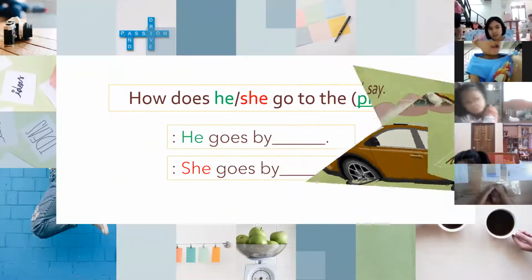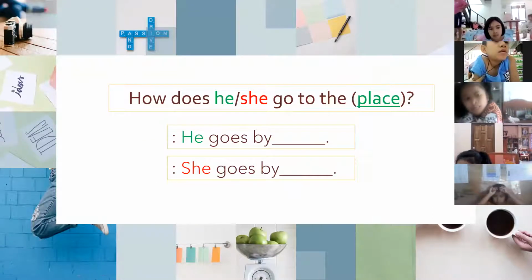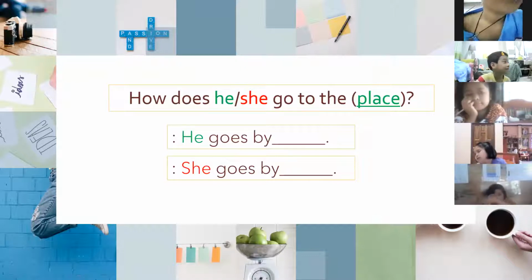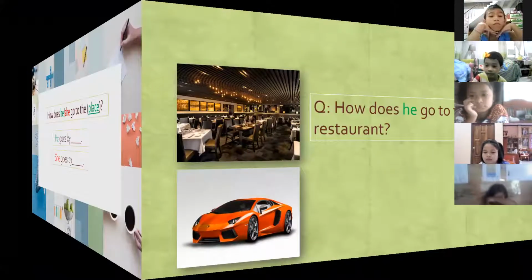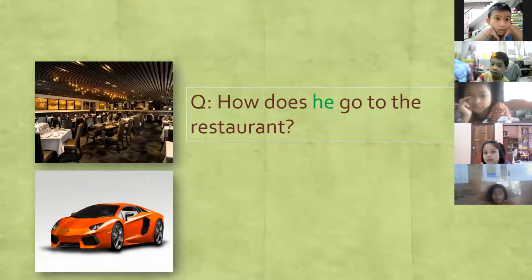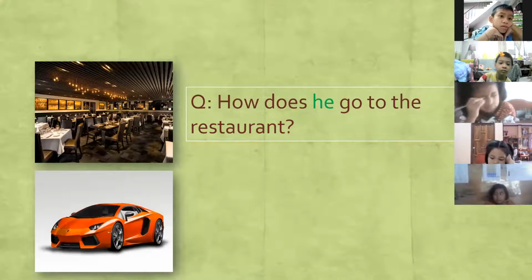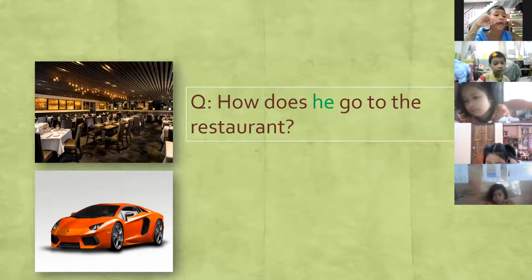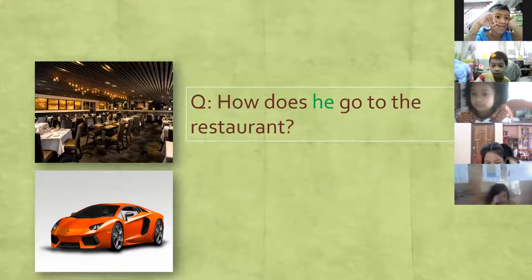Okay, again, we have the question and answer. How does he or she go to the place? He goes by, and she goes by. We have there the question: How does he go to the restaurant? What's the answer? Go by car.